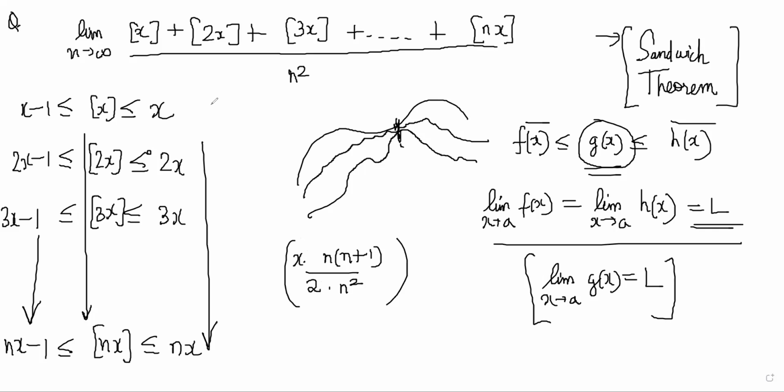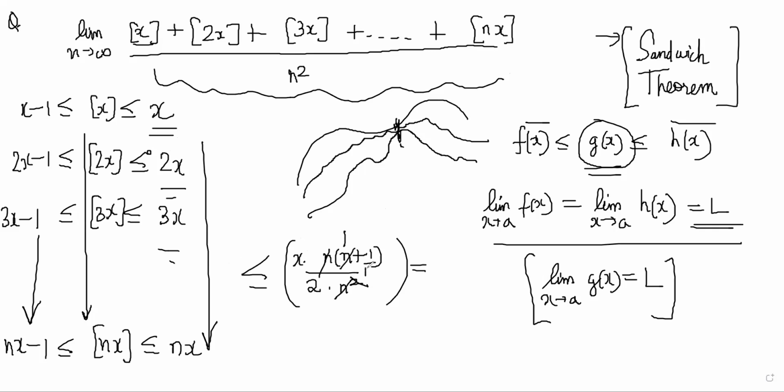So we can say for sure that my function here is lesser than or equal to this, because every part of it is less than this. And what is the limit of this as n tends to infinity? n will cancel once here and once here, and it will become simply x by 2. You see that n will cancel, since you divide by n square.